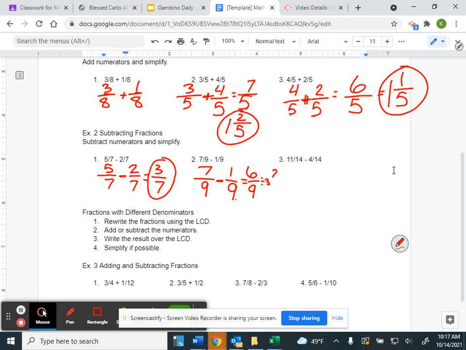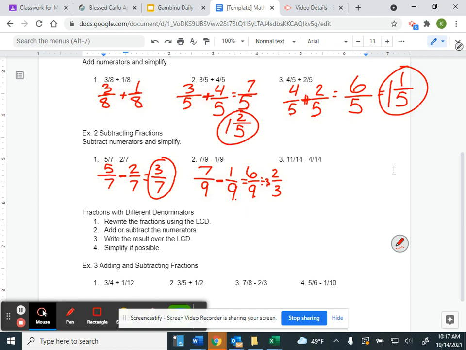6 divided by 3 is 2. 9 divided by 3 is 3. Am I done? No. Why not, Nolan? Because it can be even smaller. What can I divide out of a 2 and a 3? What factor do they share? Nothing. They share a 1.